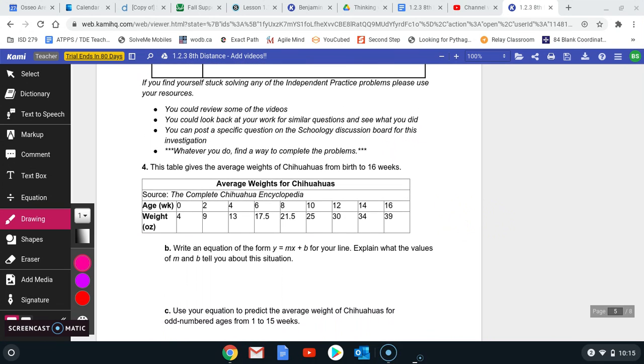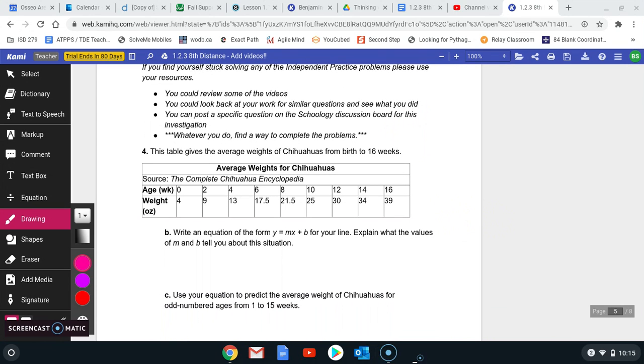So the first question says, this table gives the average weights of Chihuahuas from birth to 16 weeks. We have age in weeks on the top and weight in ounces on the bottom. Write an equation in the form y equals mx plus b for your line. Explain what the values of m and b tell you about this situation. Now remember, m is our slope.